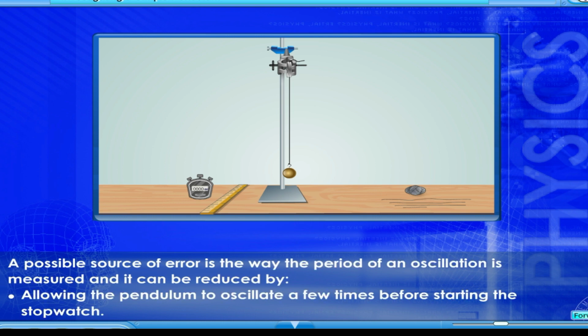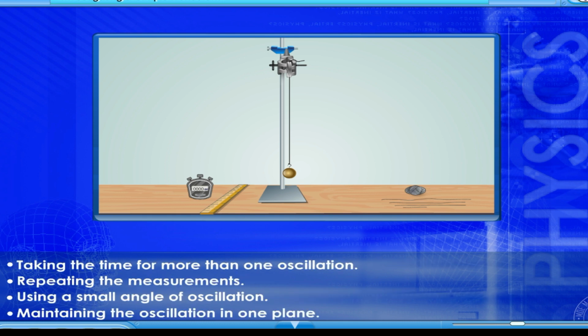A possible source of error is the way the period of an oscillation is measured, and it can be reduced by allowing the pendulum to oscillate a few times before starting the stopwatch, taking the time for more than one oscillation, repeating the measurements, using a small angle of oscillation, maintaining the oscillation in one plane.